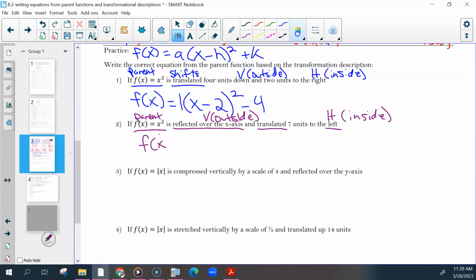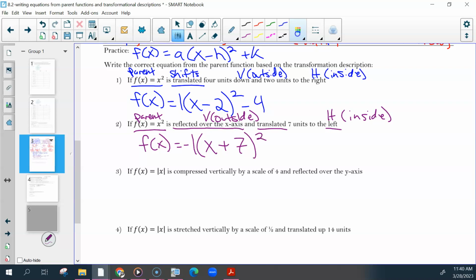Start with our f of x. We have a vertical reflection, so that is going to go where A is. But the reflection is just a negative. So if you were putting the 1, this would just make this a negative 1. How would we write 7 units to the left? You think that, but it's always the opposite because of this negative. So plus 7.